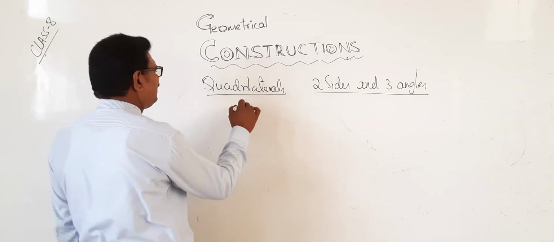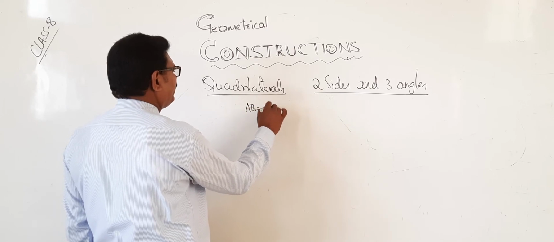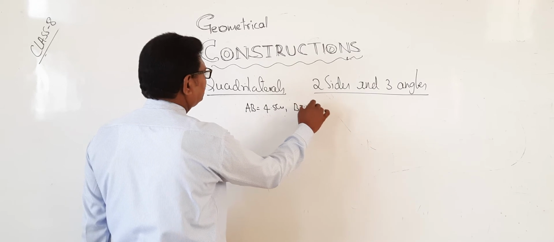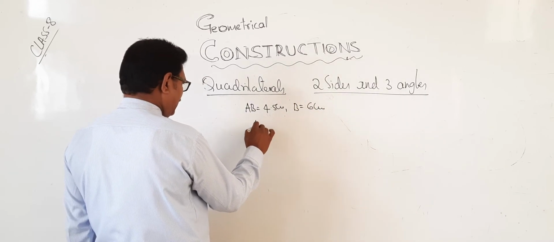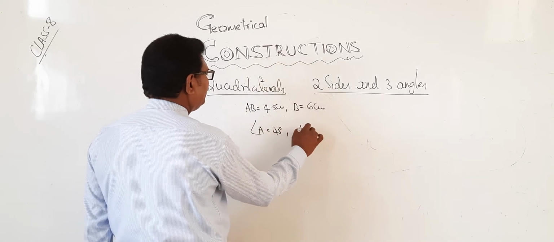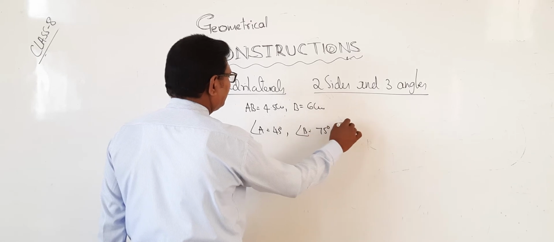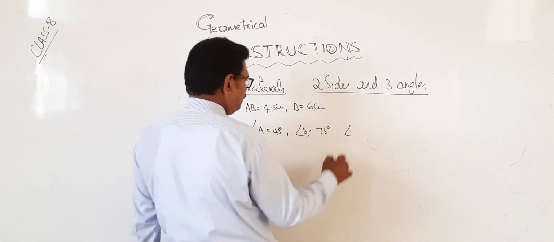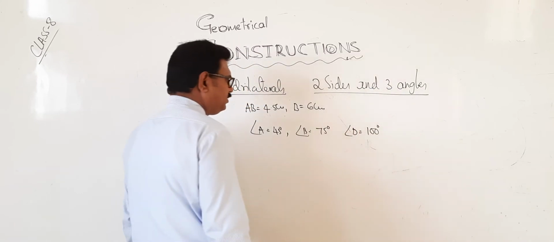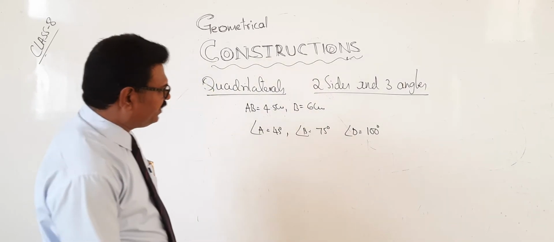Very simple. For example, AB equal to 4.5 centimeters, BC equal to 6 centimeters, angle A equal to 45, angle B equal to 75, angle D equal to 100 degrees. Now construct this. So very simple.